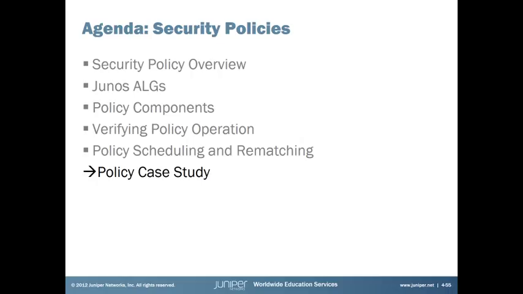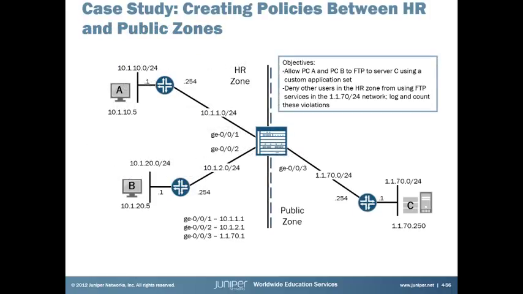All right. Well, let's take a look at a case study where we want to achieve a particular result. So our objectives are, we've got these two zones, HR and public, and our objectives are to allow PCA and PCB to FTP to server C using our custom application set, and we want to deny other users in the HR zone from using FTP services into the 1.1.7.24 network. Log and count these violations.